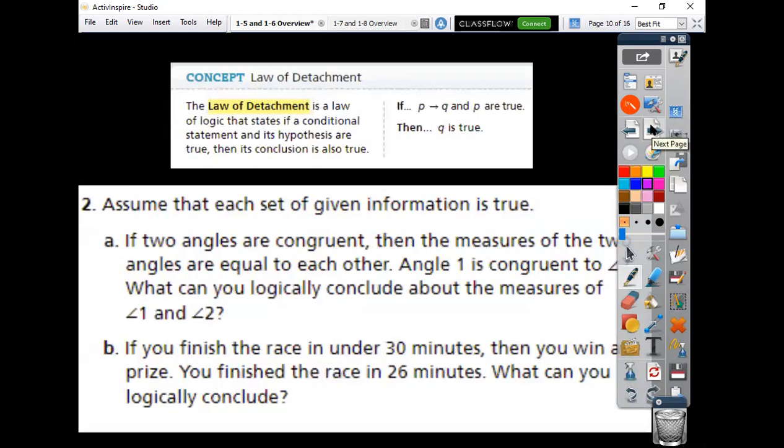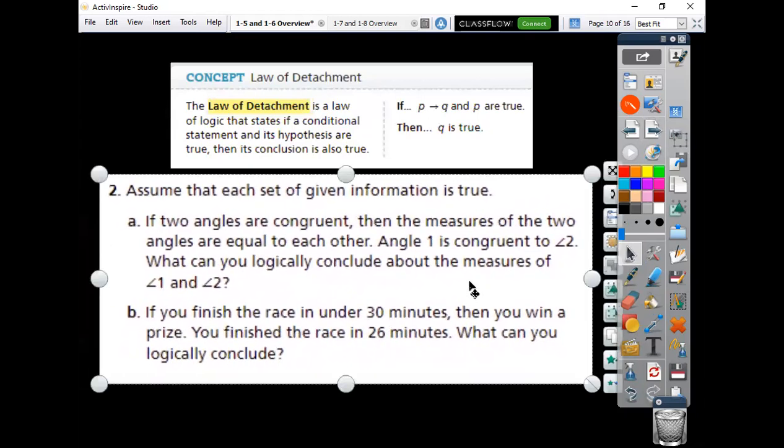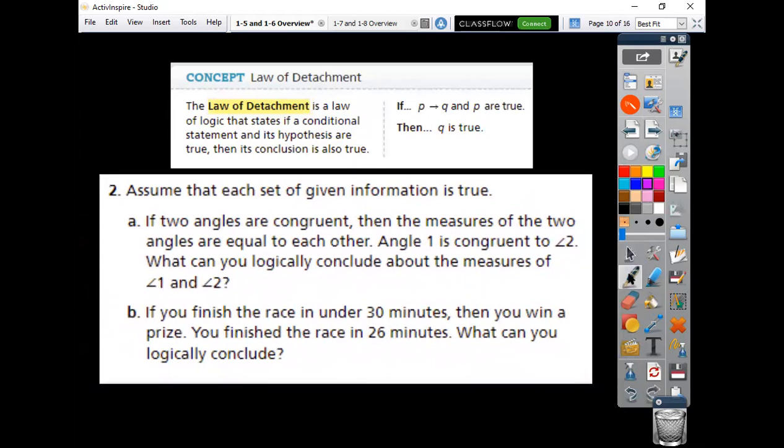I always say this type of reasoning is like a lawyer, an attorney, that when they build a case, it needs to be airtight. So the law of detachment says this: if P then Q, your conditional statement, if that's true and P is true, then it has to follow that Q is true.